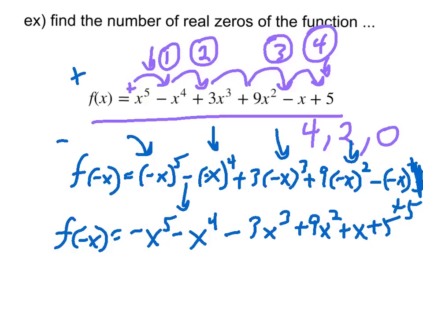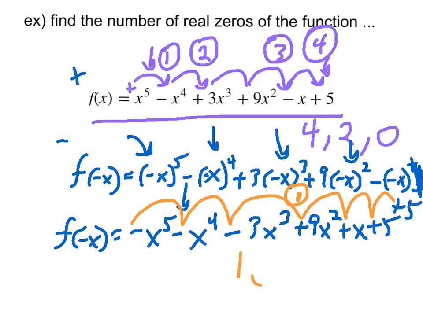Okay, let's count our sign changes. Negative to negative, nope. Negative to negative, nope. Negative to positive, yes, we have one sign change. Positive to positive, nope. Positive to positive, nope. Positive to positive, nope. We have one sign change. That means I'm guaranteed to have one negative real root.